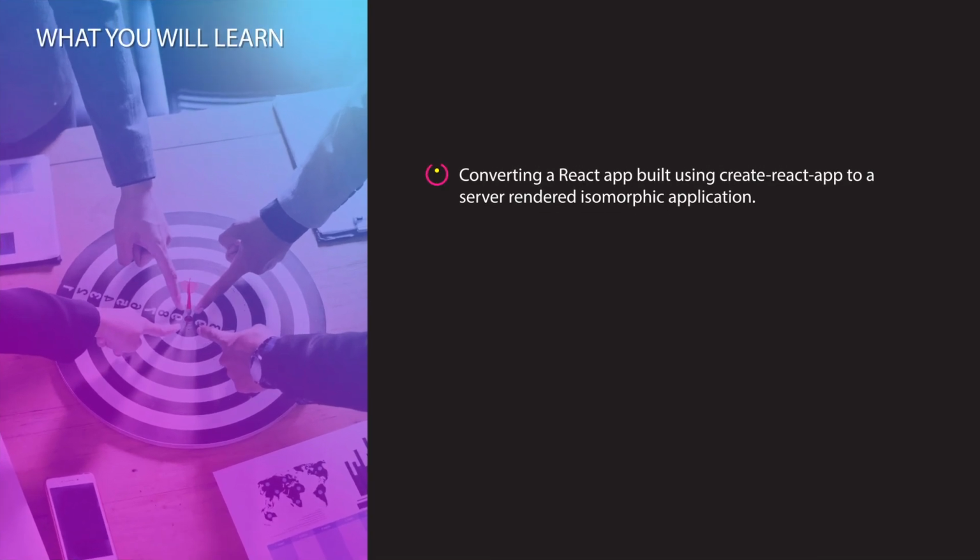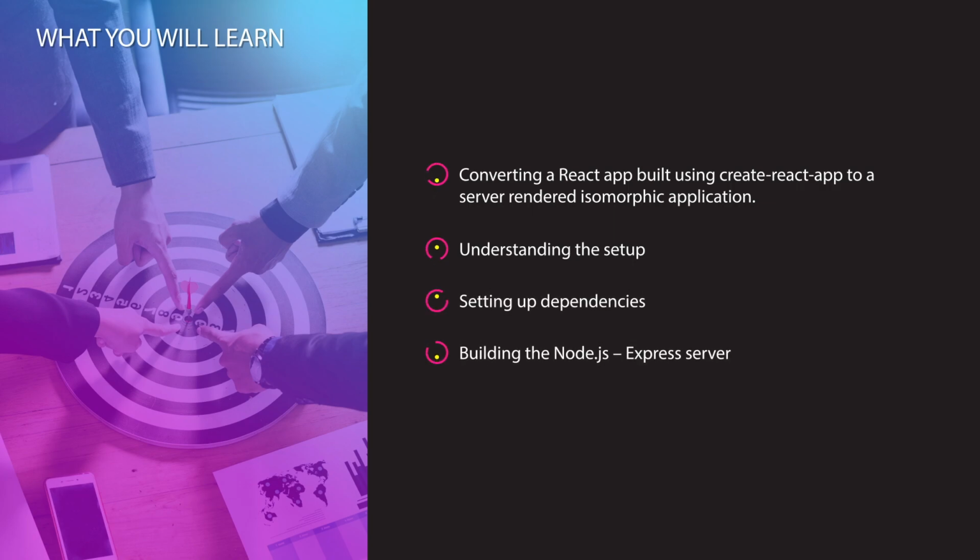In the first of this two-part series, we'll work with a React app that was built using the Create React App toolchain, and we'll start working towards turning it into an isomorphic application that is rendered on the server. In this first part, we'll set up our project and dependencies, and we'll build a Node.js server that will serve the rendered app as well as the client-side React application.